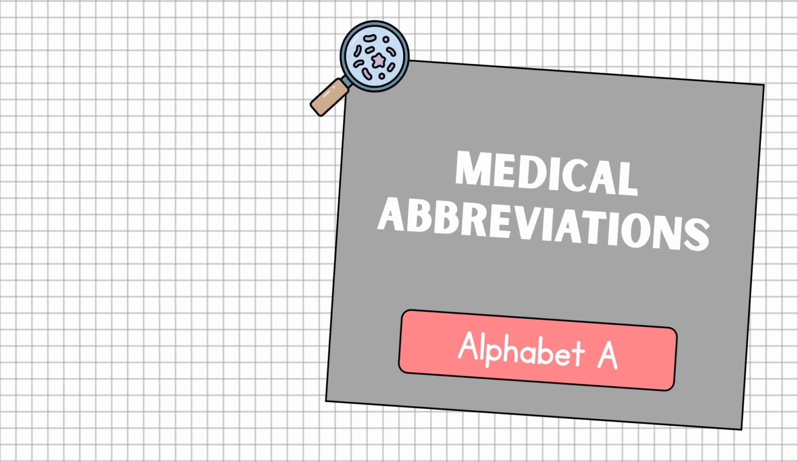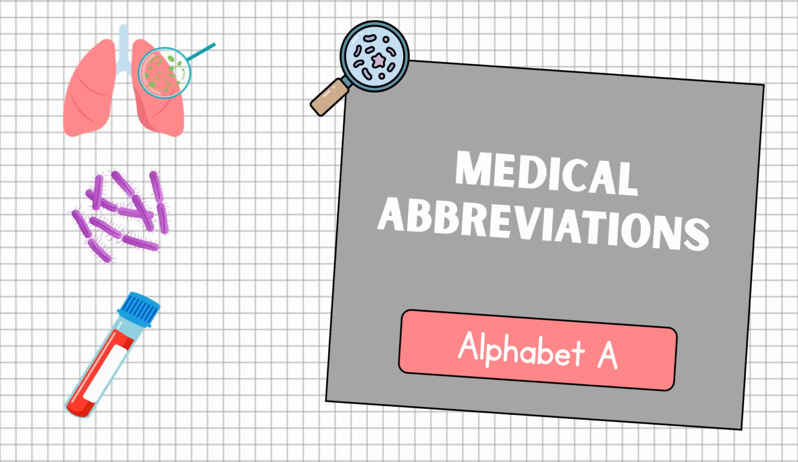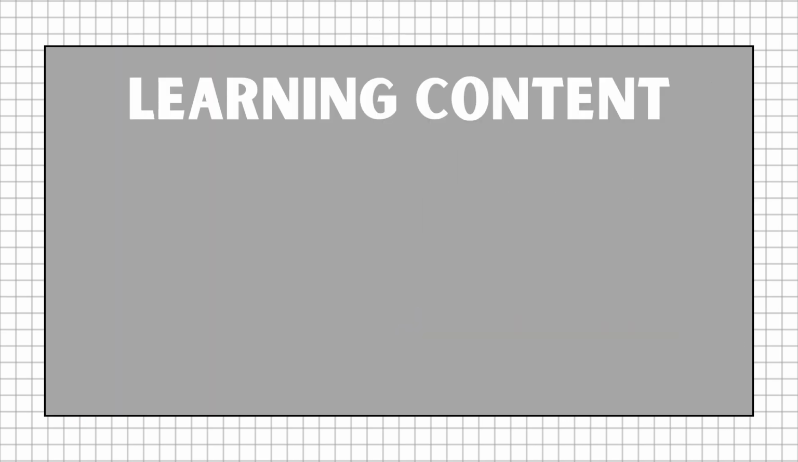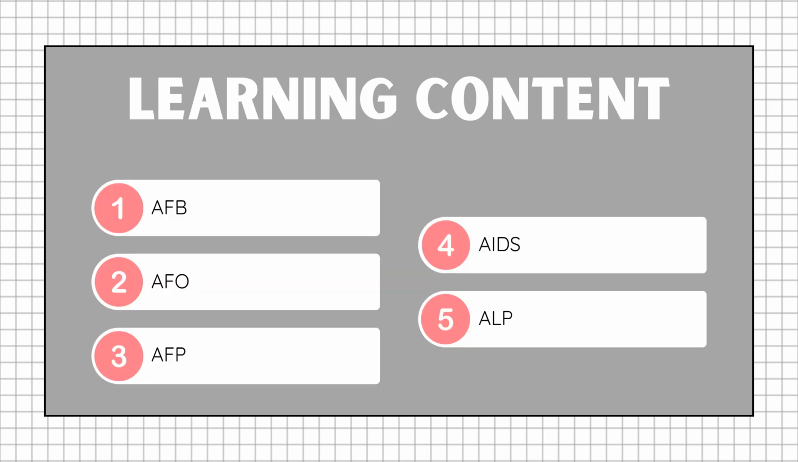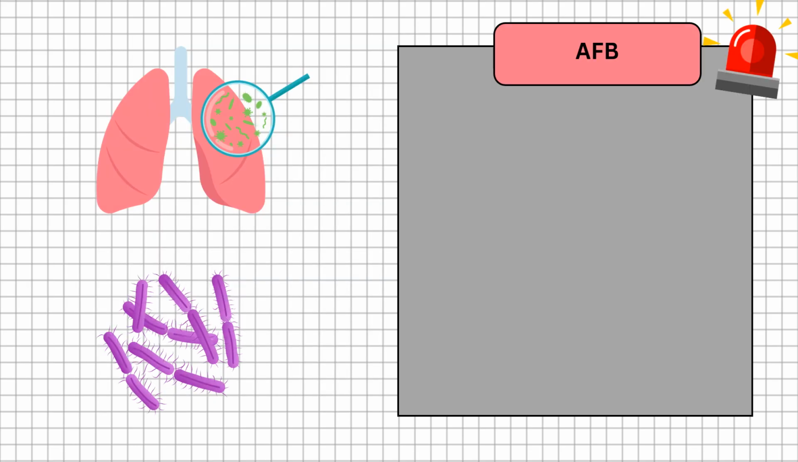In this video lecture, we will discuss the 5 medical abbreviations with letter A. So let's begin. In this video lecture, we will discuss the abbreviations like AFB, AFO, AFP, AIDS, and ALP. So the first abbreviation is AFB.